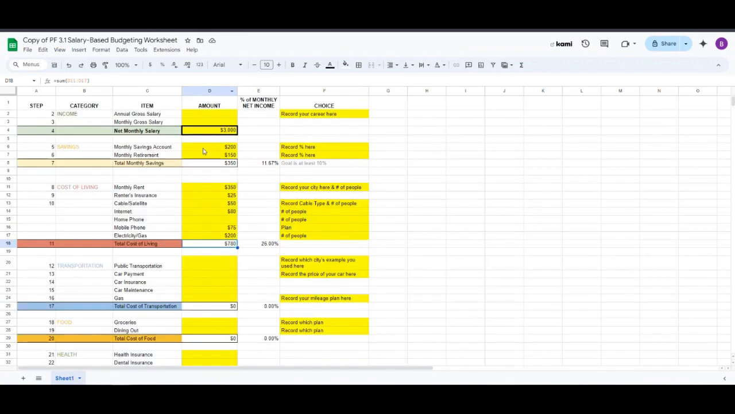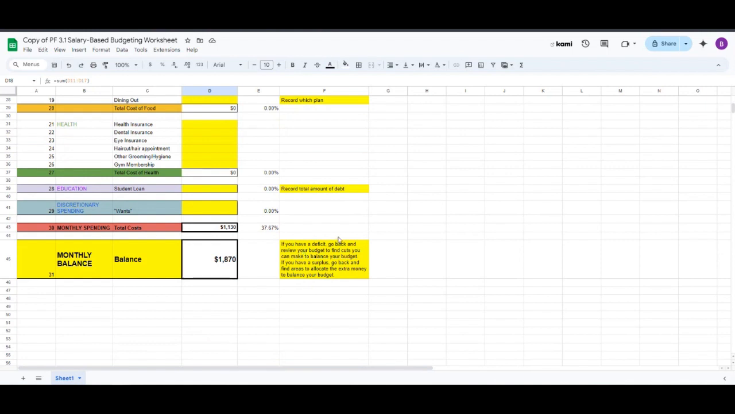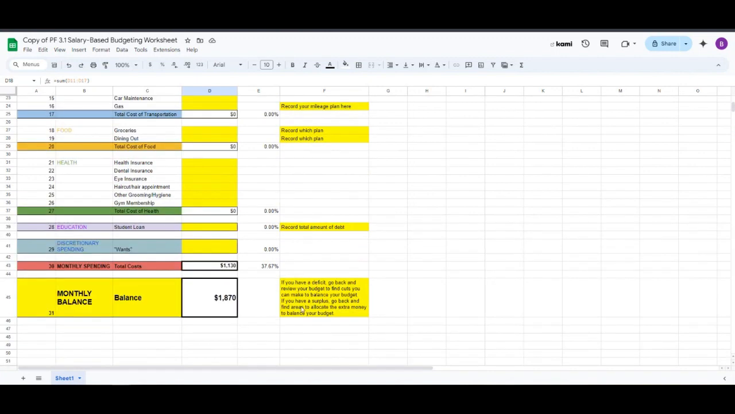All right. Now, as you go through this, the goal is to get to a zero-based budget. So you'll notice at the bottom here, it says if you have a deficit, meaning if you are spending more than you earned. A budget deficit means you didn't earn enough to cover your spending. If you have a deficit, you need to go back and find areas that you can cut back. If you have a surplus, meaning you earned more than your planned expenses, go back and figure out where you can allocate more money.